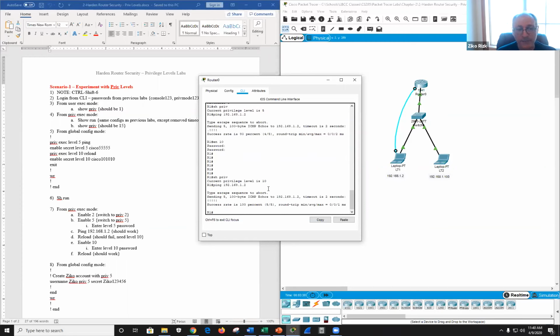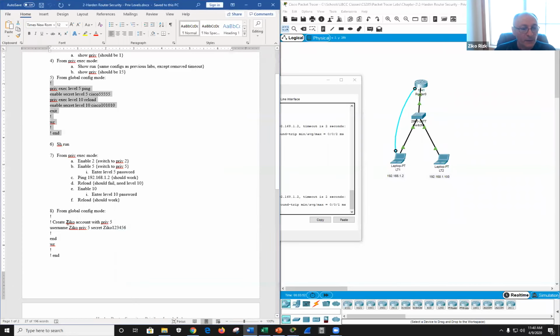Okay, so clearly, I'm having some technical issues with this. I thought I tested it better, but it's not working for me. Okay. So down here, it says create a new account for Zico and give Zico a privileged 5. Okay, so let me do it.